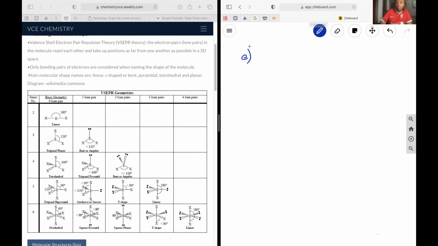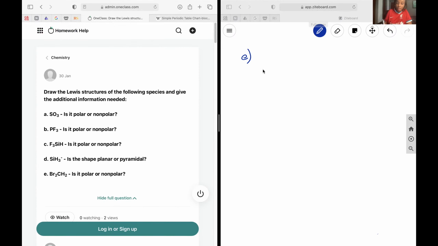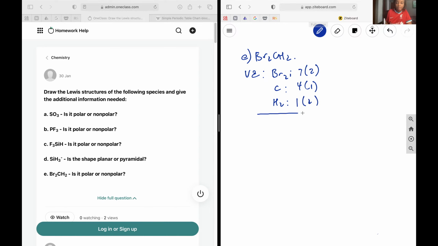So for our last one, we have Br2CH2. So count your valence electrons. Br2CH2, I have no charge. Br contributes 7 valence electrons per atom. Carbon, 4 valence electrons per atom. Hydrogen, 1 valence electron per atom. That is 14 plus 4 plus 2, and that is going to give me 20 electrons.